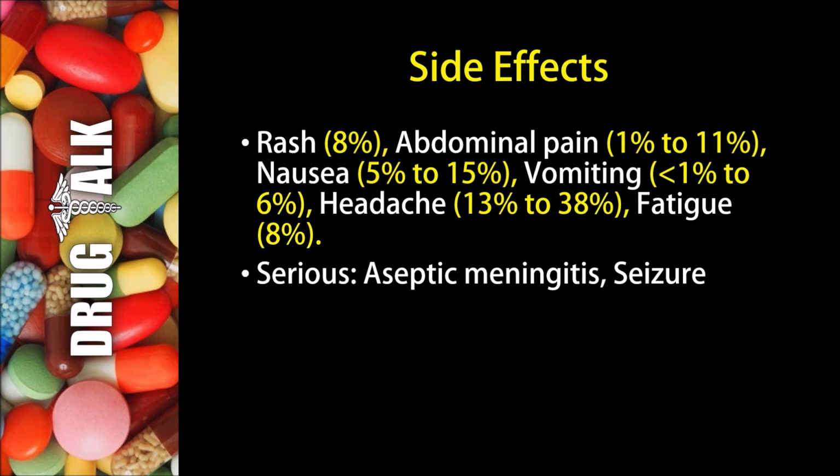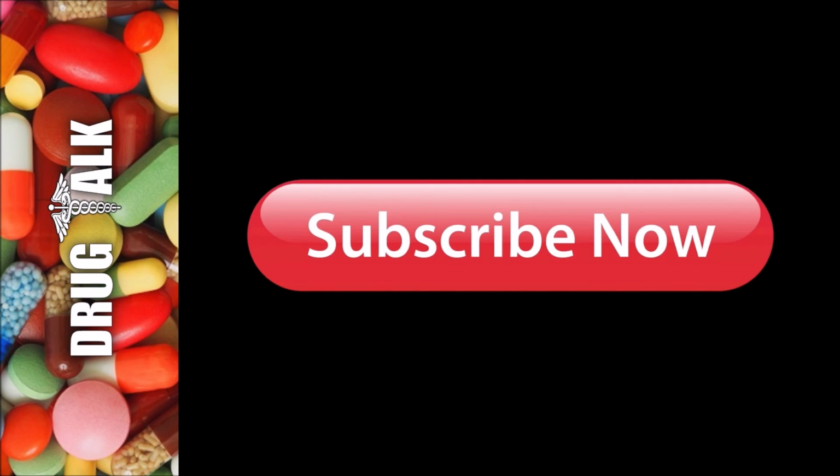Now, some more rare but serious side effects would be aseptic meningitis or a seizure. That's all we're going to talk about today with Valacyclovir or Valtrex.